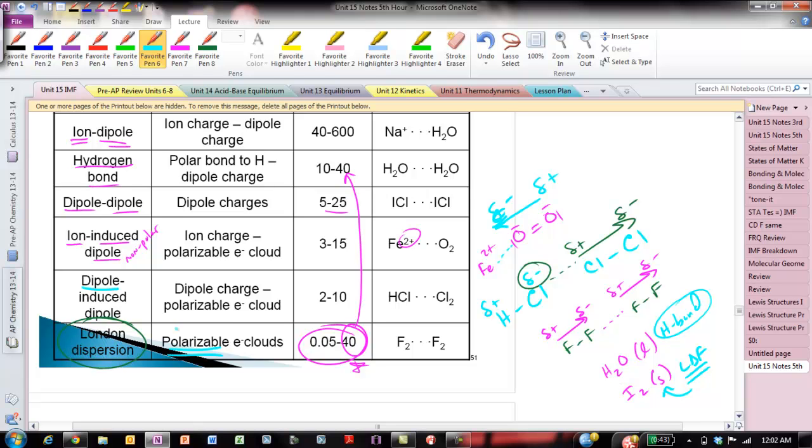So what you have to look out for in London dispersion forces is all molecules do this, and it's based on electrons and shape. And so it can overcome any of these if there's enough of them. And so that's where you're not necessarily going to have to be able to predict that, but you have to explain when they tell you this is a solid, this is a liquid, explain why.